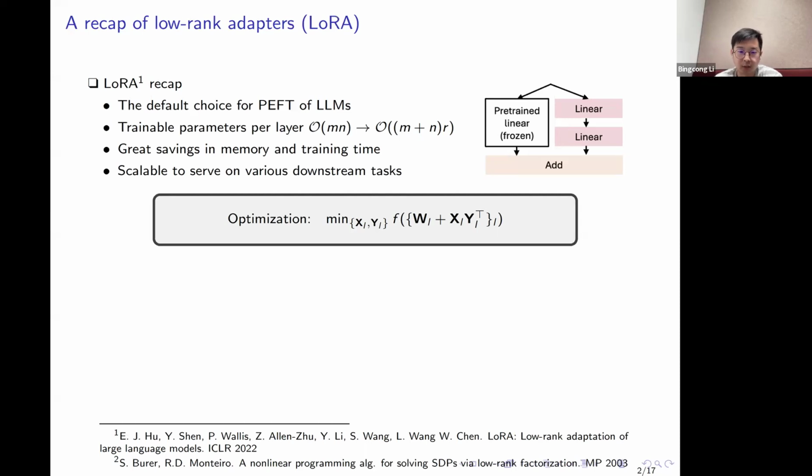Because I come from an optimization background, what I care about is the optimization of LoRA, which can be written in this way. I'm minimizing over X_l and Y_l, where the subscript l means the l-th layer, and W_l is just the pre-trained weight that I freeze when fine-tuning. So this is the optimization problem.